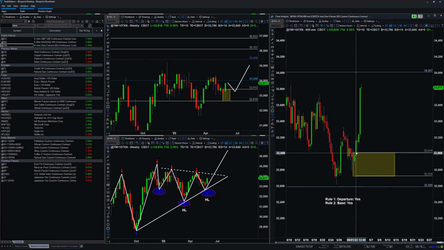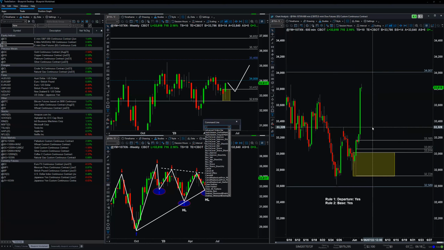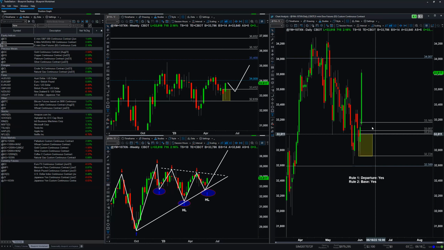However, it's going to look different. Now on a 600 minute, I would see already here a rally-base-rally. Okay. Now that rally-base-rally is not something that I saw on the daily, right?